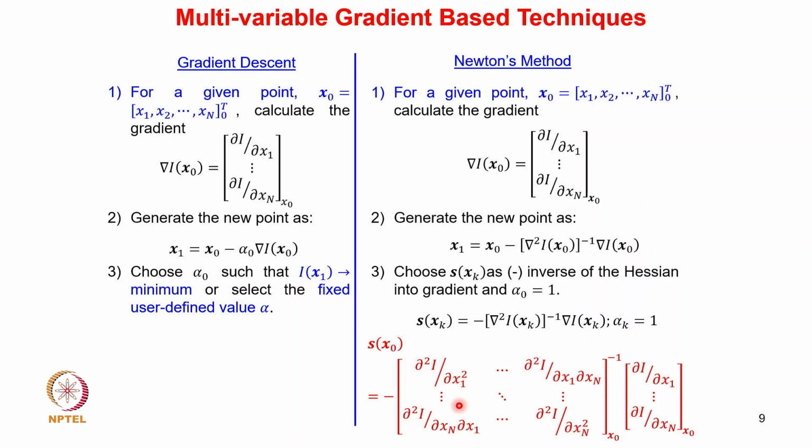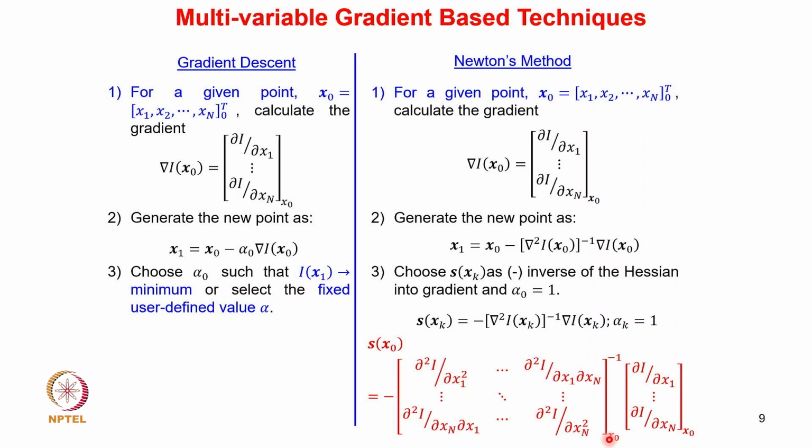Hessian matrix. So the Hessian matrix in this case will be what? Dou square I by dou x1 square, dou square I by dou x1 dou x2, dou square I by dou x1 dou x3, all the way to dou square I by dou x1 dou xn, isn't it? Similarly, here the last term will be dou square I by dou xn square. So this is an n cross n Hessian matrix. When you are having two variables, you get a 2 cross 2 Hessian matrix. This Hessian matrix we have to calculate at the zeroth condition.